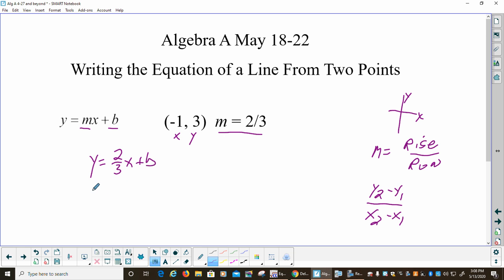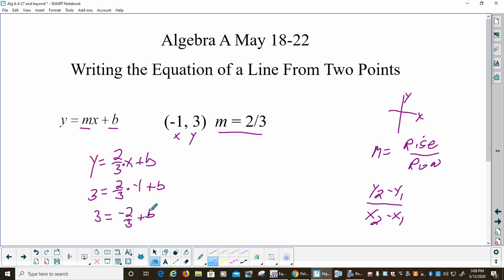So to do it, you'd have 3 is equal to 2/3. There's no math symbol in between the 2/3 and x, so what that means is that there's a multiplication symbol there. Times what your x value is, -1 plus b. So you have 3 is equal to -1 times 2/3 is -2/3 plus b.